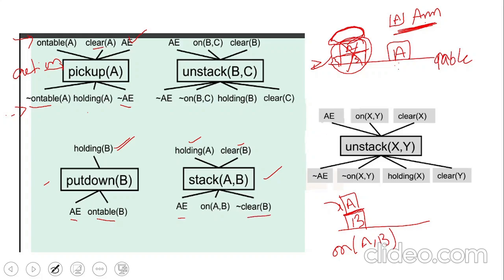Now B is not clear. We are having some boxes A and B. So these are the negative effects: not clear B is a negative effect. Arm empty and on AB are the positive effects of stack AB.